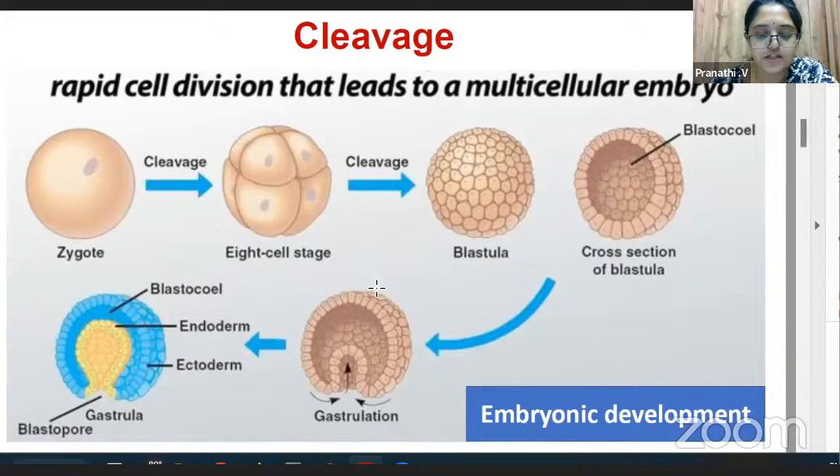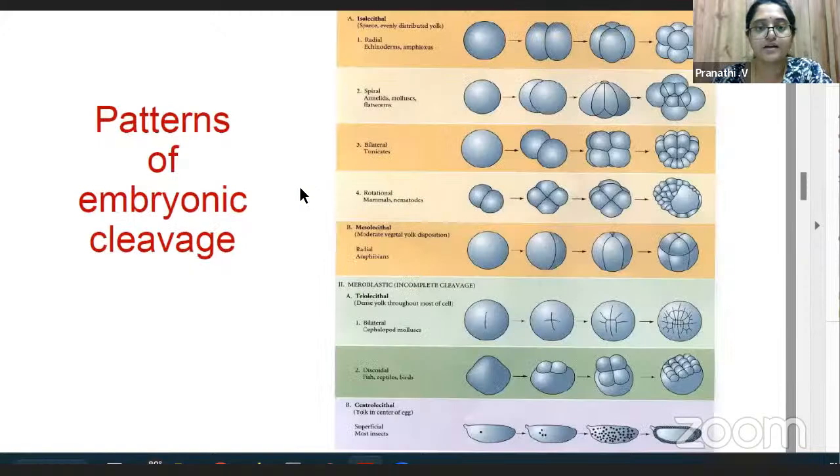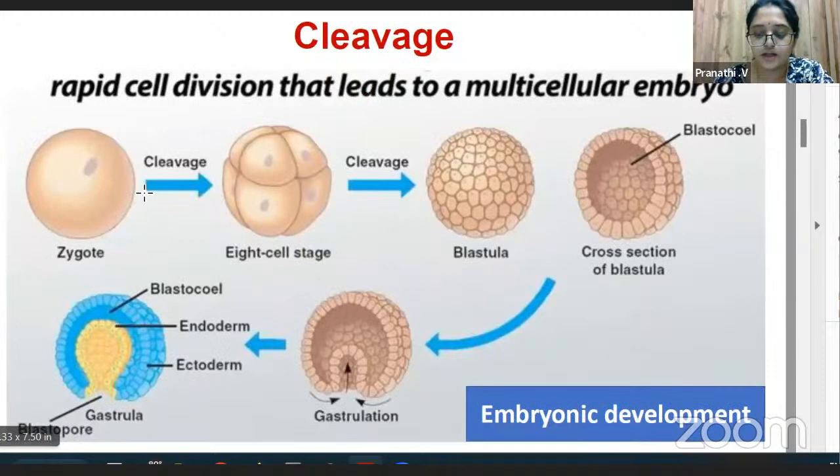So when it comes to the patterns and the planes of cleavage, we get to see that there is a groove or constriction, which will help, and then it starts, however cleavage is going to take place. So there's a groove that is going to form. This can be on different kinds of planes.